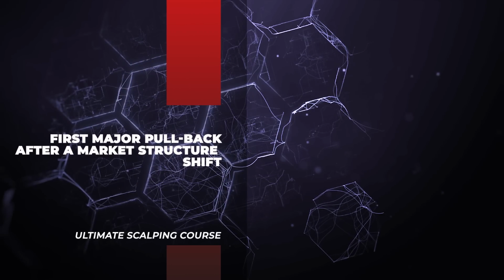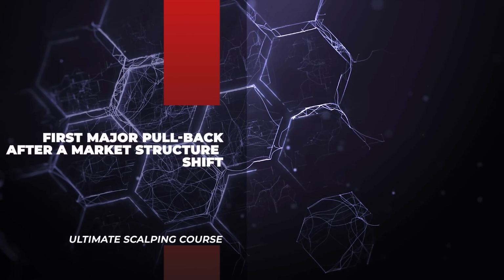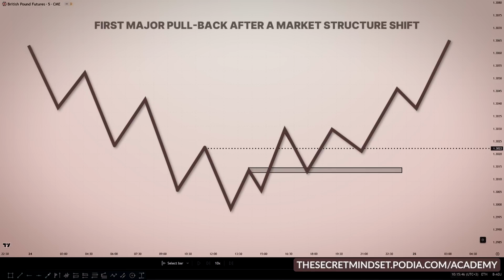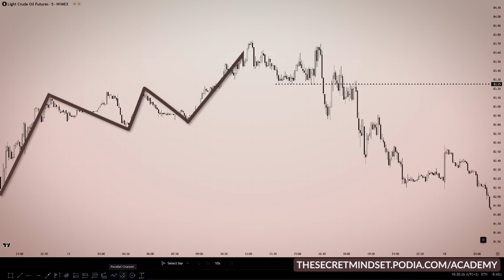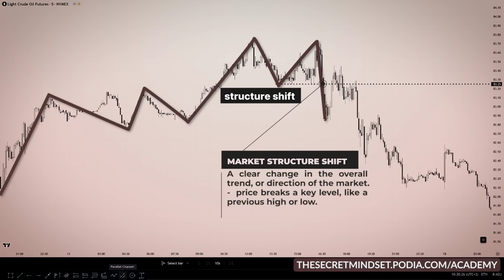The first major pullback after a market structure shift is another great scalping setup that combines price action and smart money concepts. This strategy aims to catch quick moves right after a significant change in market structure. A market structure shift refers to a clear change in the overall trend or direction of the market. This usually happens when price breaks a key level, like a previous high or low. When we see this shift, we know big players are likely changing their stance on the market.